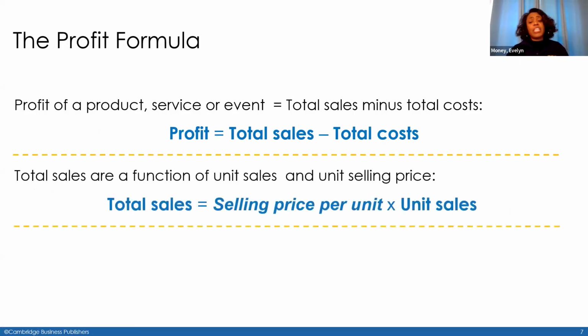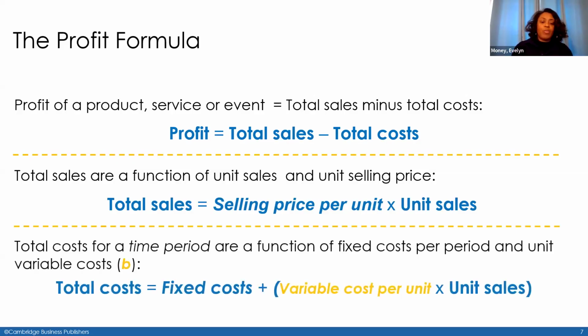We can further expand this formula because total sales is usually not just a number that's given to us. It's made up of the selling price per unit multiplied by the number of sales or unit sales that we have. So the number of units we expect to sell.